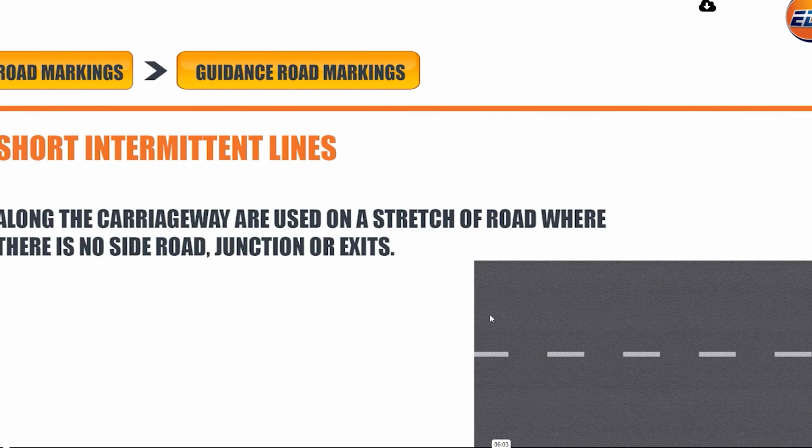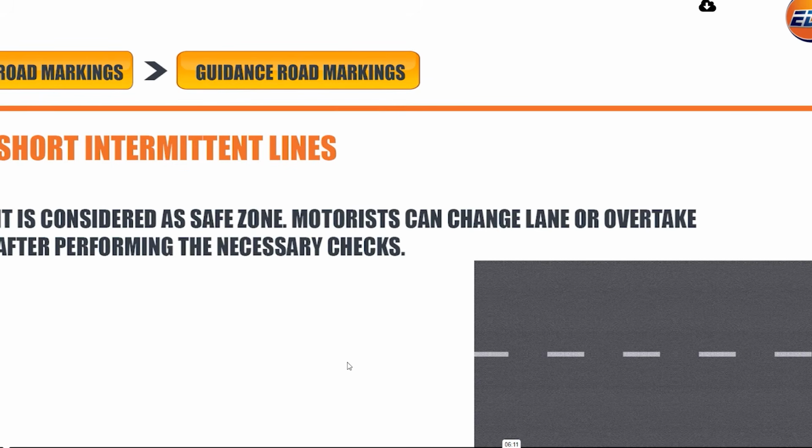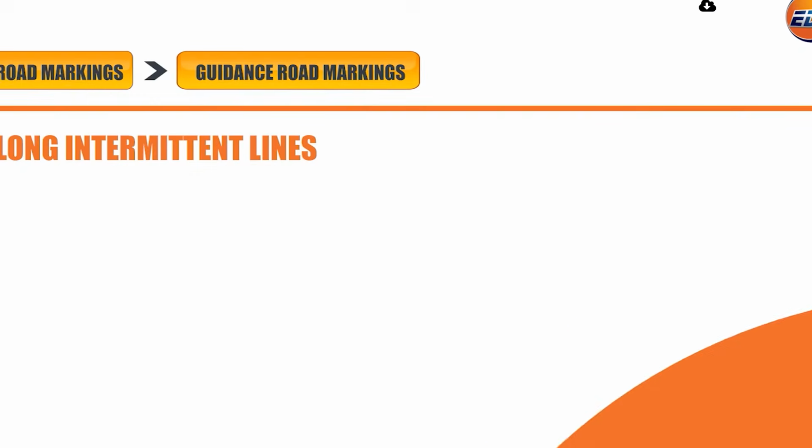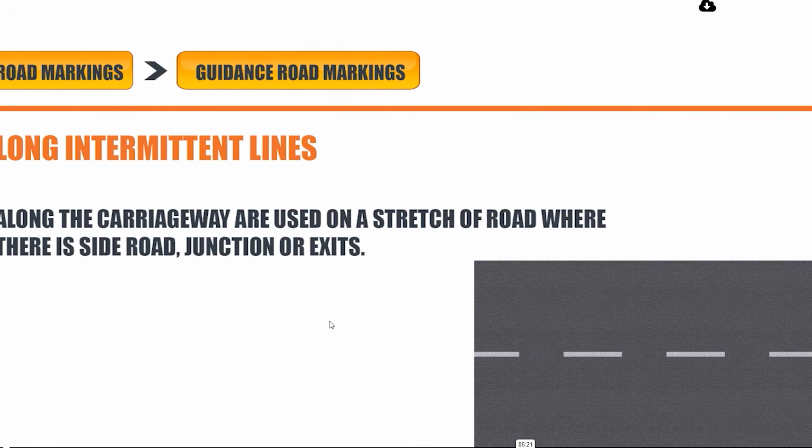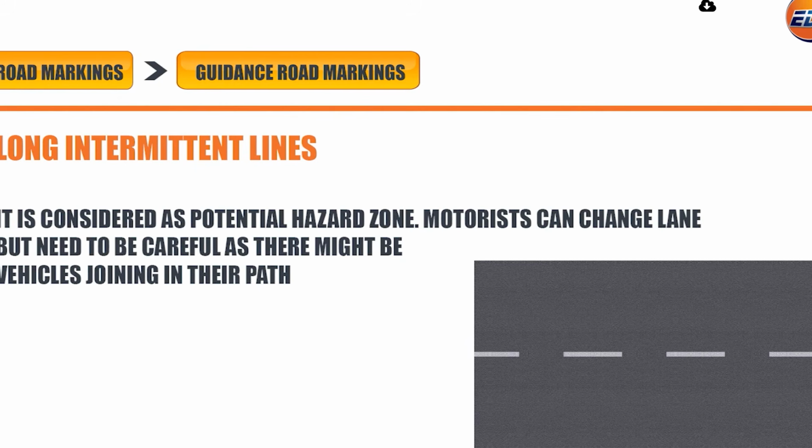Short intermittent lines. Short intermittent lines along the carriageway are used on a stretch of road where there is no side road, junction, or exits. It is considered as a safe zone. Motorists can change lane or overtake after performing the necessary checks. Long intermittent lines. Long intermittent lines along the carriageway are used on a stretch of road where there is a side road, junction, or exits. It is considered as a potential hazard zone. Motorists can change lane but need to be careful as there might be vehicles joining in their path.